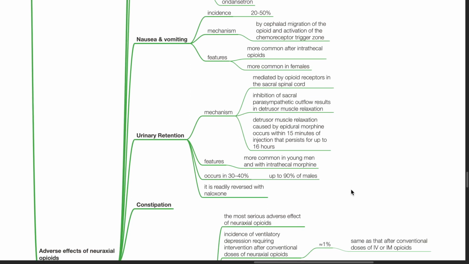Urinary retention. It is mediated by opioid receptors in the sacral spinal cord. Inhibition of sacral parasympathetic outflow results in detrusor muscle relaxation. Detrusor muscle relaxation caused by epidural morphine occurs within 15 minutes of injection and persists for up to 16 hours. It is more common in young men and with intrathecal morphine. It occurs in 30 to 40%, up to 90% of males. It is readily reversed with naloxone.